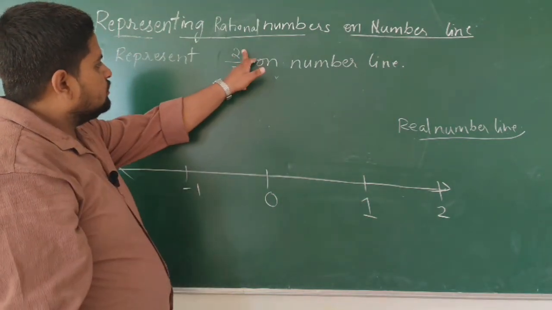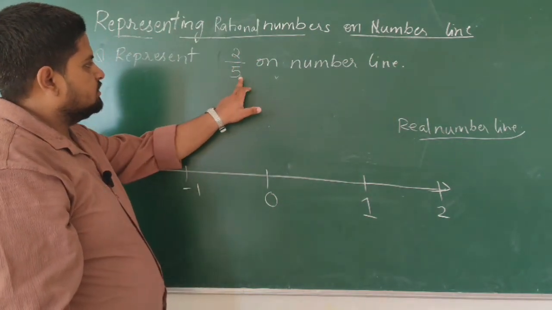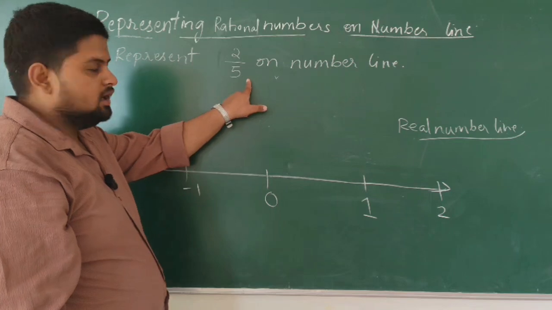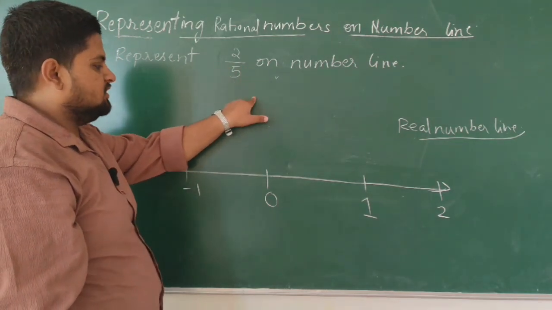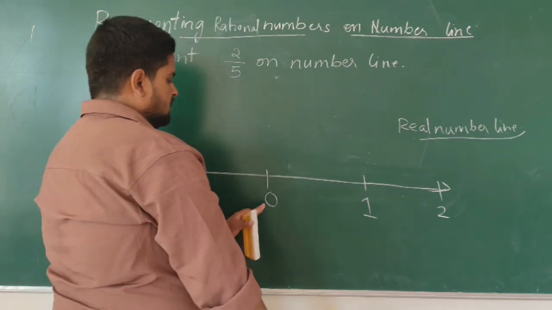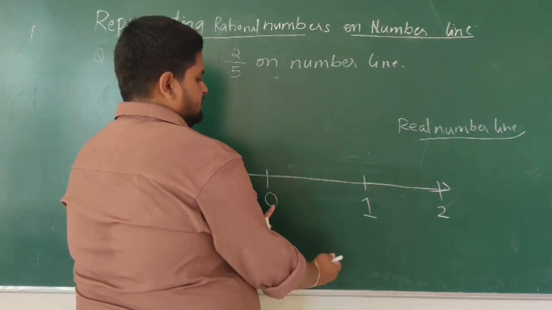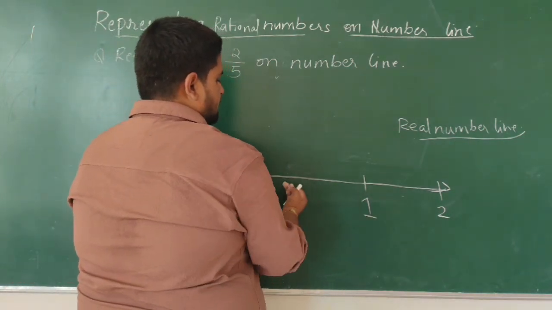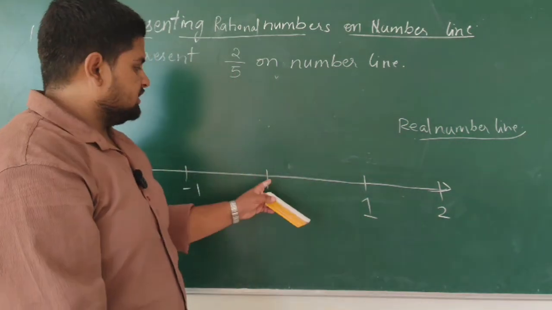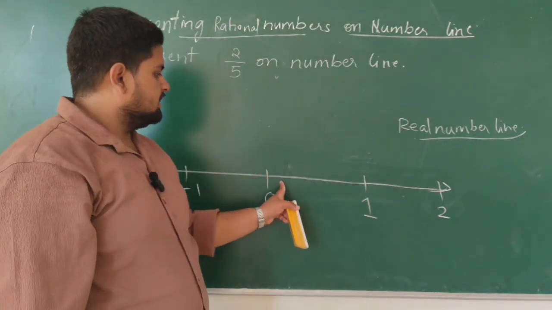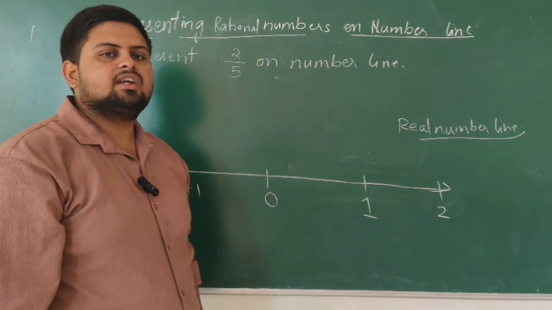See, I have 2 divided by 5. So I have a whole divided into 5 equal parts. What is the denominator here? 5 equal parts. So what am I going to do now? I am going to divide the number line between 0 and 1 into 5 equal parts. I have to divide this number line between 0 and 1 into 5 equal parts.